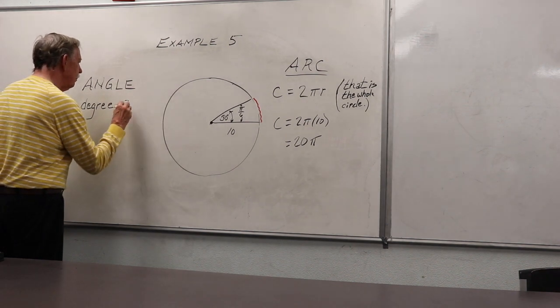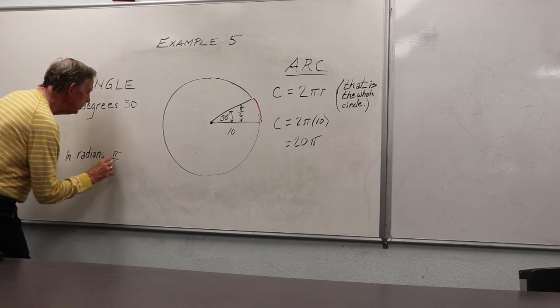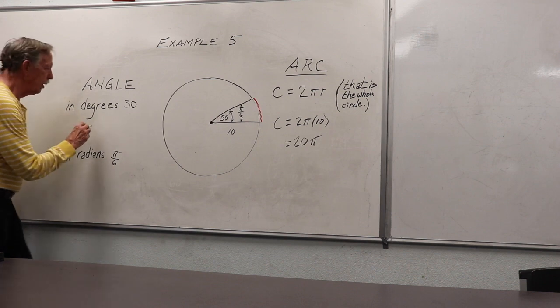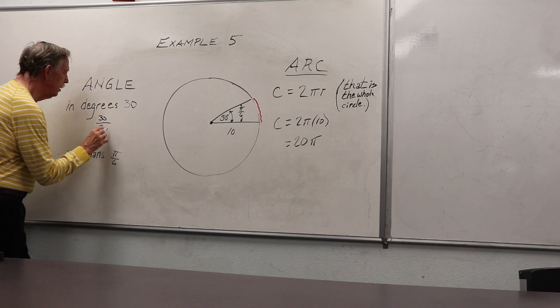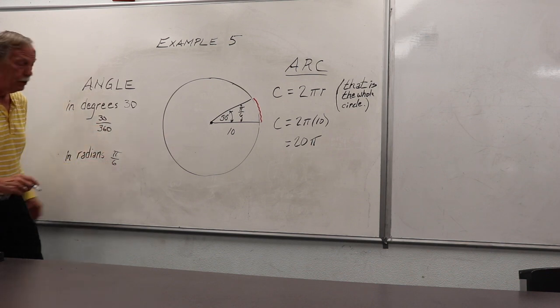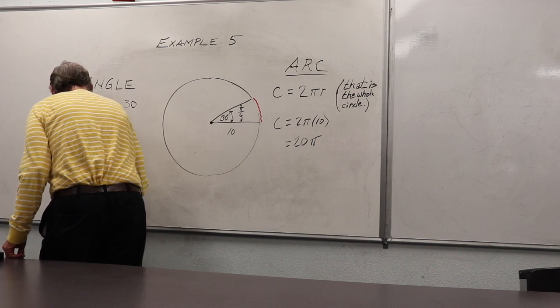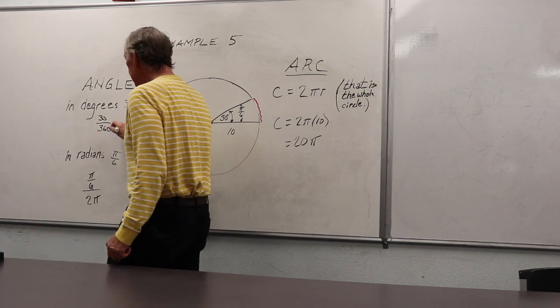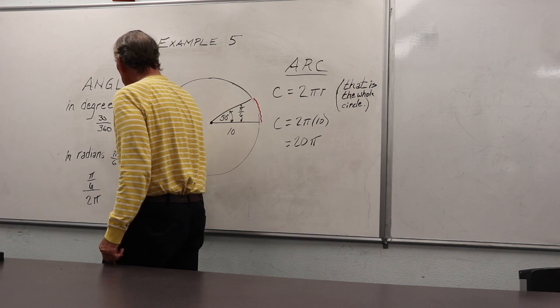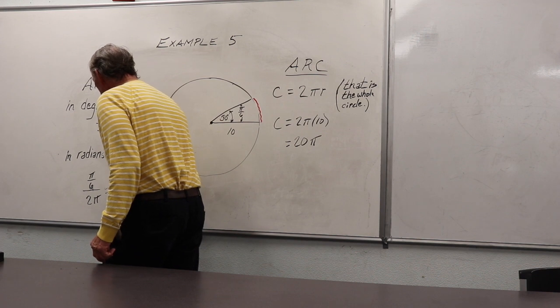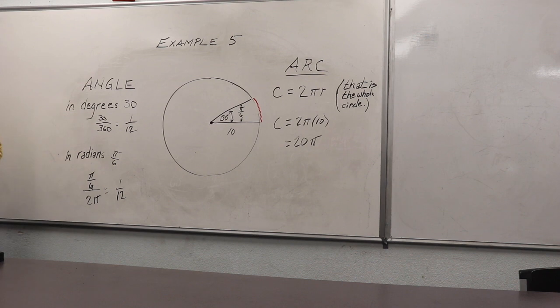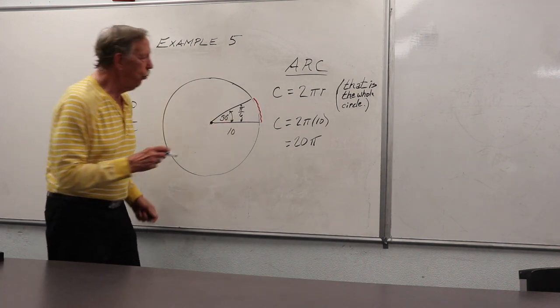In degrees, we have 30. In radians, pi over 6. So we want to compare 30 to 360, and we want to compare pi over 6 to 2 pi. Here we get 1/12. Here 1/12. Notice in the angle, when you do this calculation, the pi disappears. It reduces to 1. It cancels, goes away, leaving just a fraction. So this piece here is 1/12 of the whole circle.